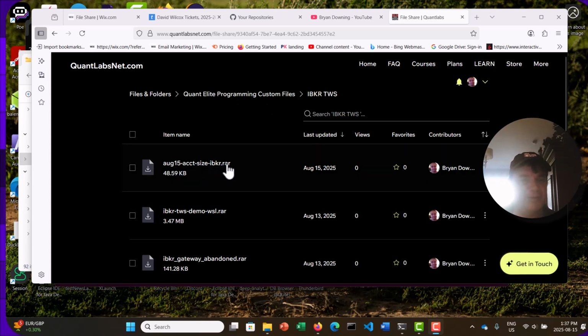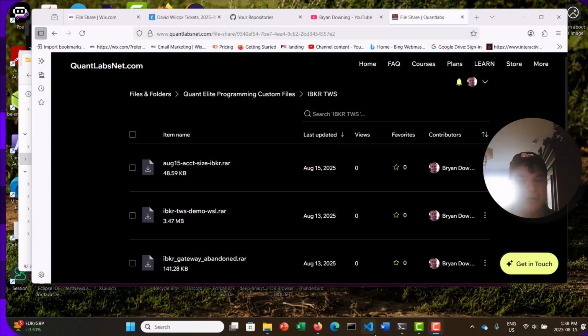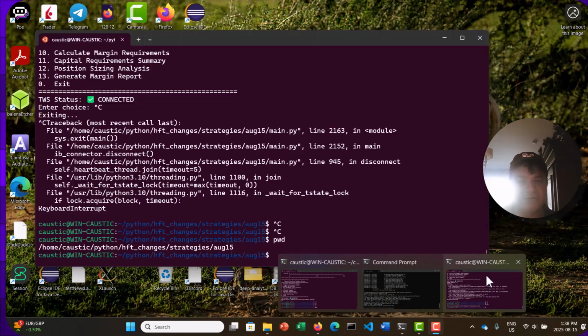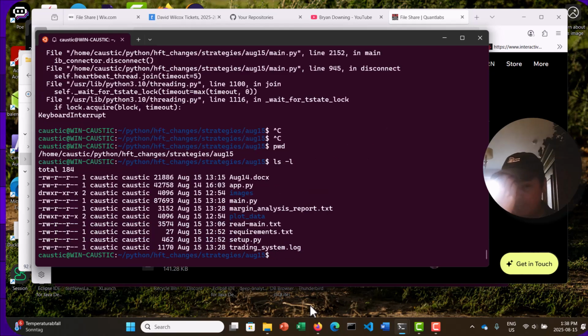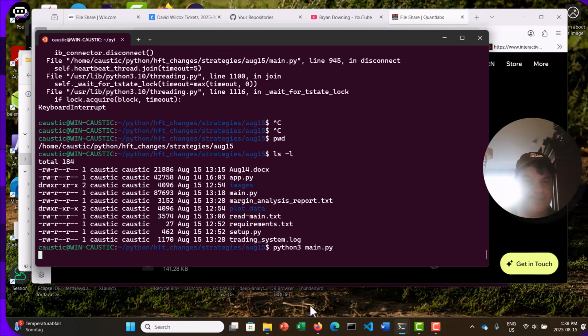Here, I've put this up specifically for Interactive Brokers with the TWS. This is the account size for Interactive Brokers trading. So let me just run it for you. I'm going to get right into it and give you some example code. When you uncompress it, unzip it, or un-RAR it, it has these files in here. I put in some documents here. So the main program is this.